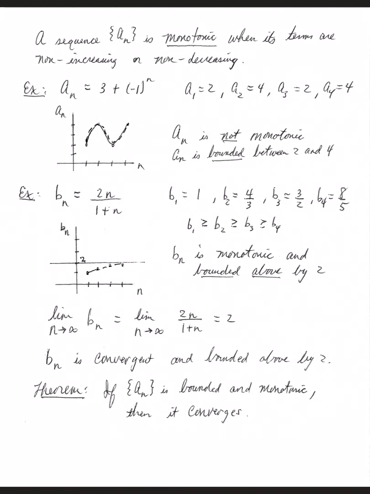And that leads us into the theorem for bounded monotonic sequences. If a sequence a sub n is bounded and monotonic, then it converges. If your sequence is decreasing and bounded below, it's convergent. If it's increasing and bounded above, then it's also convergent. And that's really what you look for in the long run: increasing and capped above, decreasing and capped or bounded below.